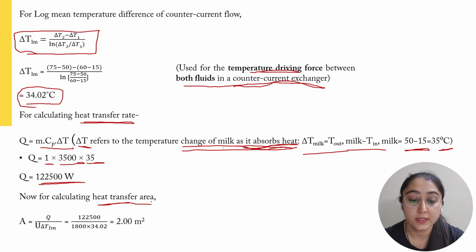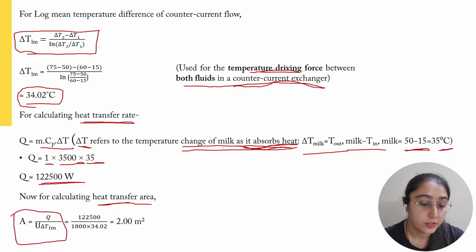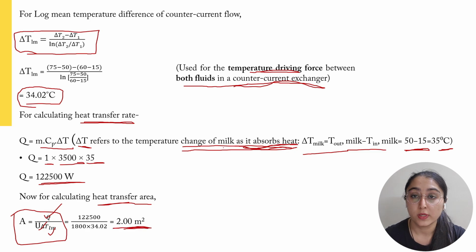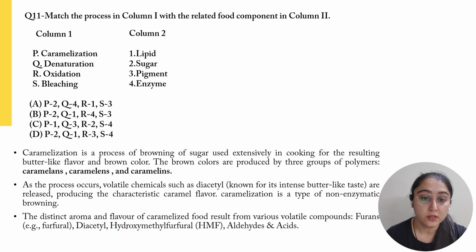Now for calculating the heat transfer area, again putting the values in this formula. So here we have calculated the value of Q. U is given to us in the question, and we have calculated the log mean temperature difference as well. So now putting in these values, we get 2 meter square as the answer. Therefore the correct answer to this question is 2 meter square.